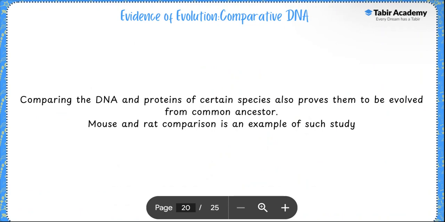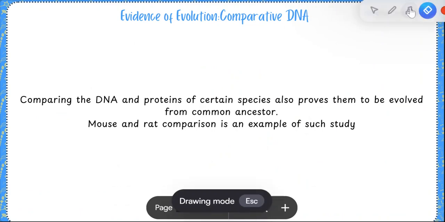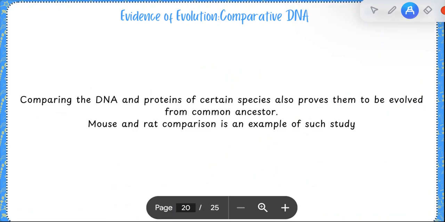And then the most solid proof, the evidence for evolution, is basically comparing the DNA and proteins of certain species, which also proves them to have evolved from a common ancestor. The more overlap there is in the DNA and protein sequences of two species, the more related they are. For example, mouse and rat is an example of evolution and them sharing a common ancestor.